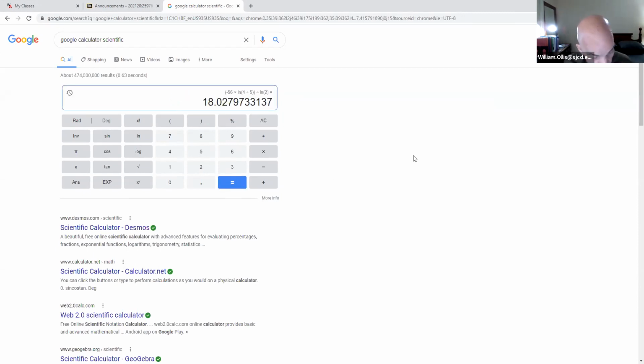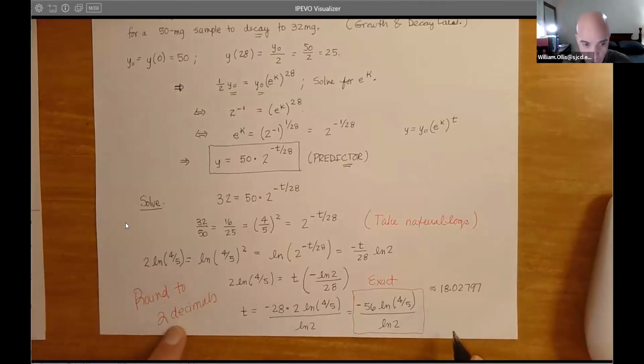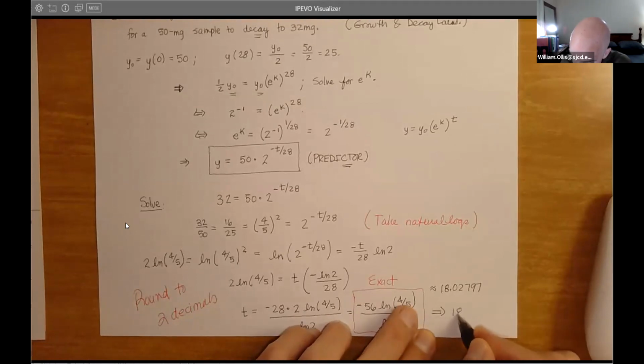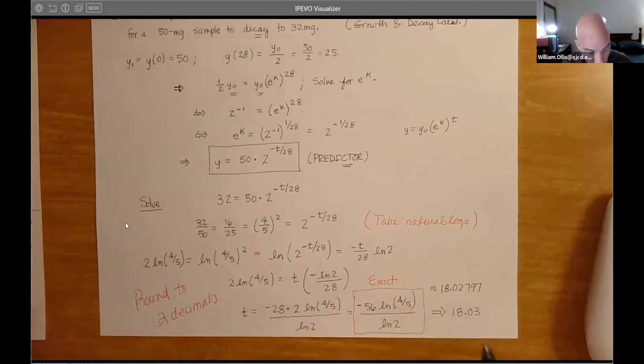And I'll say in this case, let's round to 2 decimals. I'll write this. You'll see this when we get back to the document cam. Round to 2 decimals. So this gives us approximately 18.02797. So let's go back to our document cam. So now you can see that if we use the rounding formatting, this will give us 18.03 years.